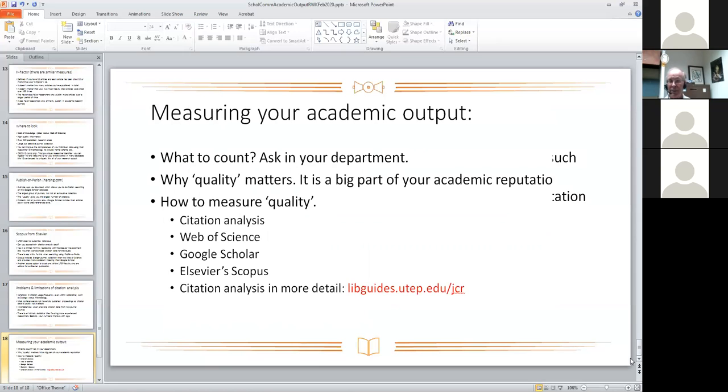Why does quality matter? It's a big part of your academic reputation and UTEP's academic reputation. How to measure it? You can do citation analysis. You can look at Web of Science. You can look in Google Scholar. You can look in Scopus. Some of the societies also have started doing their own indexing.